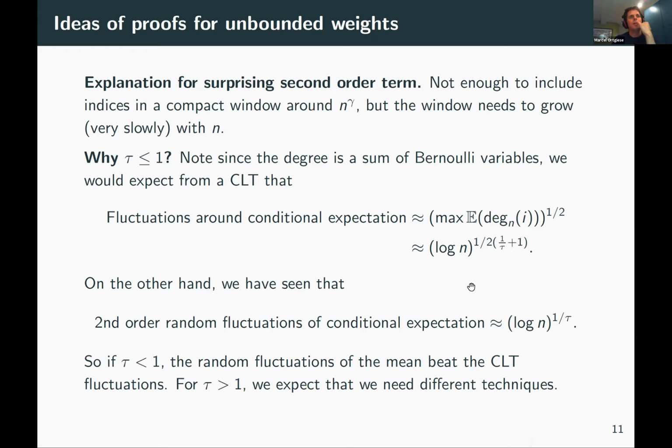Unfortunately, I can't give you an answer to exactly what happens if tau is less than 1. That would be nice. But I can give you an answer in a different regime. Are there any questions? No.